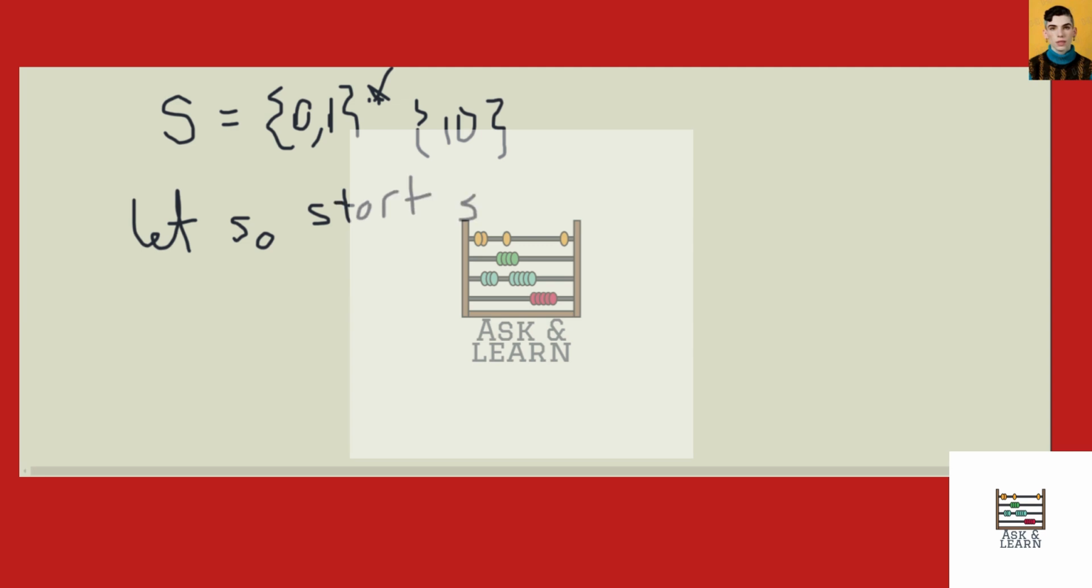Now let's start with a start state S0. And we see that the empty string lambda is not recognized, so it follows that S0 is not a final state. And let's consider three more states, S1, S2, and S3.